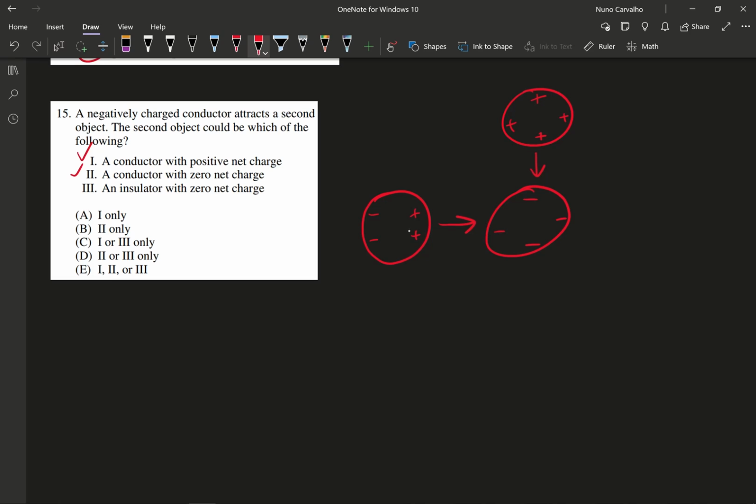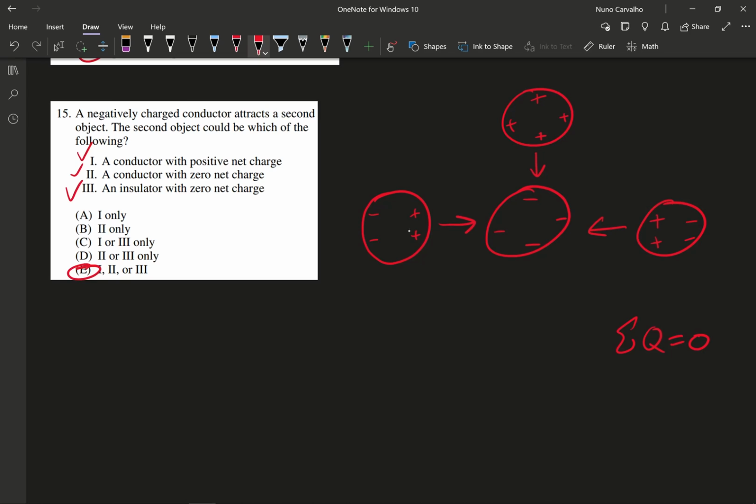Now 3, an insulator with 0 net charge. Well, if the charges can't move around in an insulator, then surely this won't feel an attraction either. But this is a little bit of a trick question. It never specifies what the charge distribution is for this insulator. So it could be possible that it looks like this, and this still has a net charge of 0, but the charge is not spherically symmetric or anything. And so by the same reasoning as for the conductor from before, this would still feel a net attractive force to the conductor. And so 1, 2, and 3 are all correct.